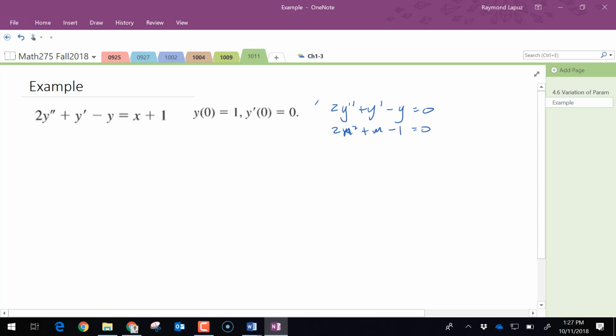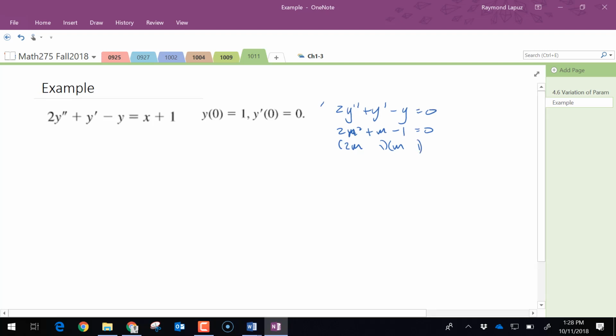Can you factor that? I think this is factorable. But if there's any point where you feel like you can't factor it and you're afraid of factoring, just use the quadratic formula. But I think this is 2m and m, and there's ones here, and one of them's a plus and one of them's a minus. This is the one that's negative, this is the one that's plus, because the 2m has to be positive when you do the outside and inside. And so here we have our solutions. m is equal to positive 1 over 2, and m is equal to negative 1.